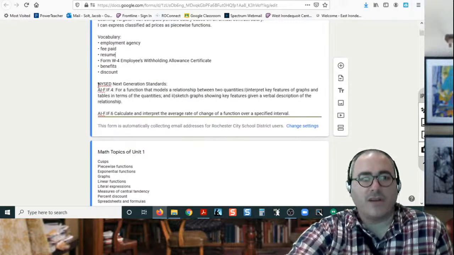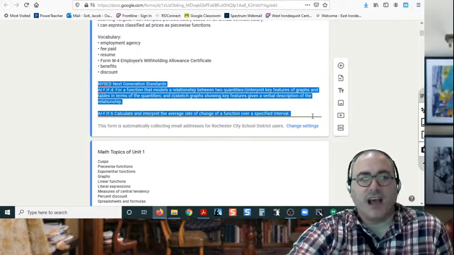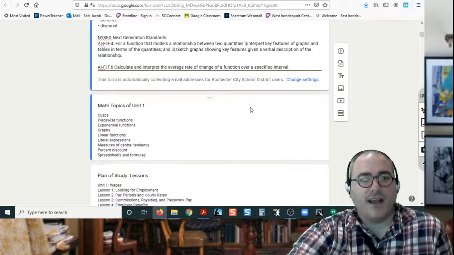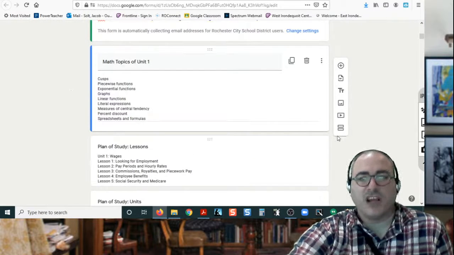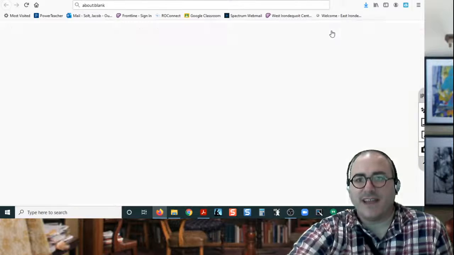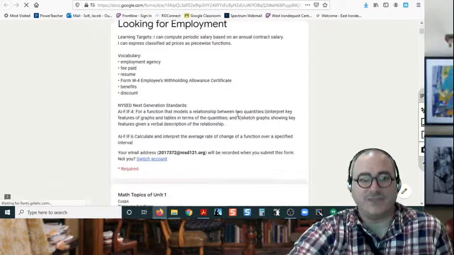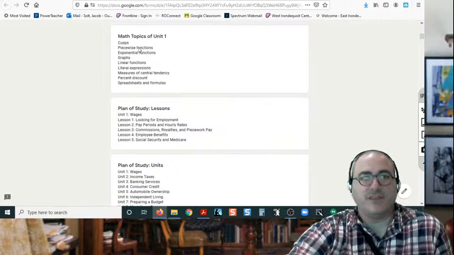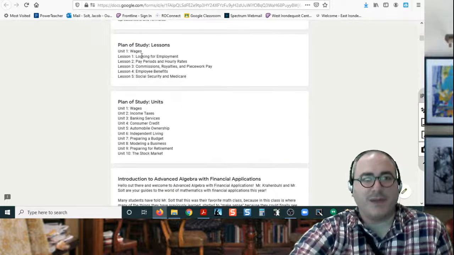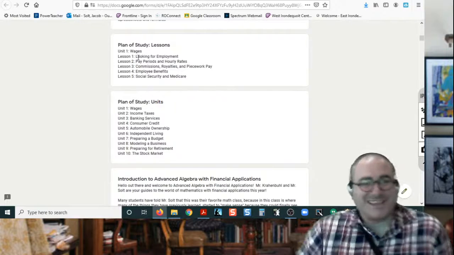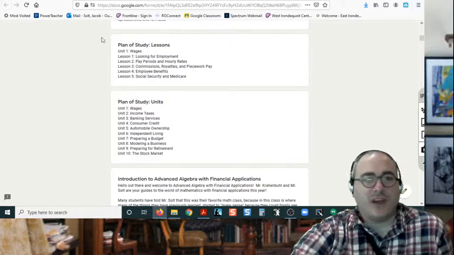All right, here are our learning standards if you care. I'm not going to read these, but I like to put the learning standards here. And then here are some topics for Unit 1. This isn't necessarily in all of this lesson, but in this unit, we'll talk about these. Let me look at this the way you're looking at it. So this is what you'll see: math topics for this unit. This is our plan of study, right? If we keep going with these lessons that I'm designing, Unit 1 is wages, so this lesson is just looking for employment.